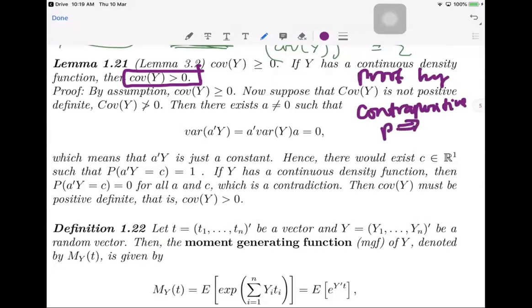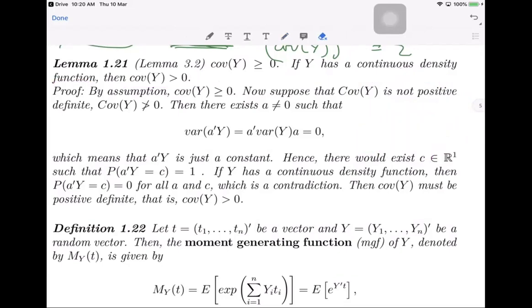Okay, proof by contrapositive. It means P implies Q. What you do in your proof is assume it's not Q, then show it's not P. Okay, so in this statement, our P is Y has a continuous density function. Our Q is that the covariance matrix is positive definite. So now we assume not Q. Suppose that the covariance is not positive definite. So it's just non-negative.